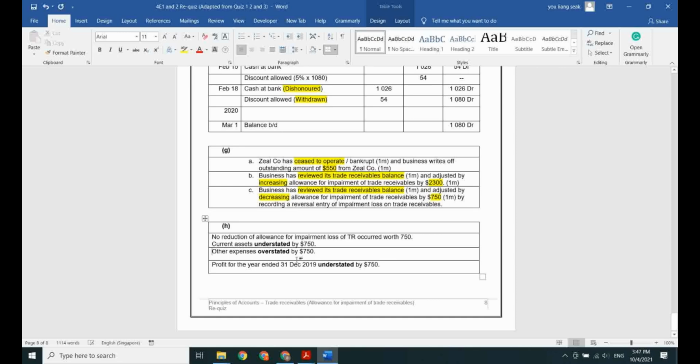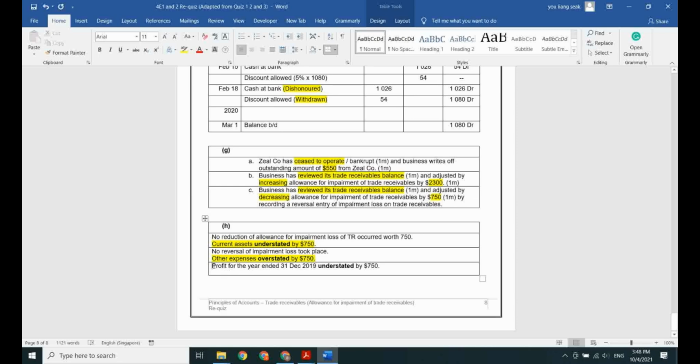Over here for other expenses, no reversal. If it didn't happen, assuming the 750 was not recorded, no reversal of impairment loss took place. Then no reversal means other expenses will be overstated by 750. Let me highlight the key answers for you. The one I typed out is the explanation from me to you. The ones in yellow are the ones that will give you the marks in the exam.